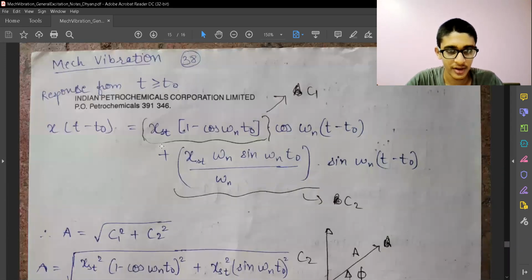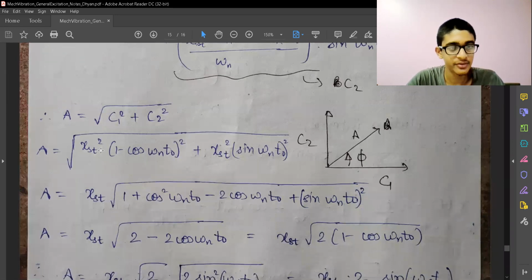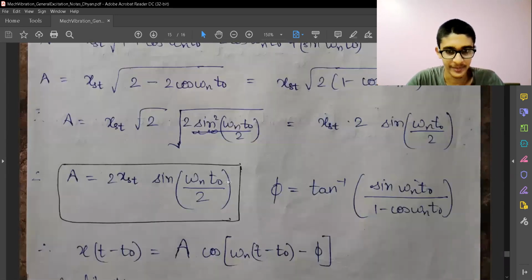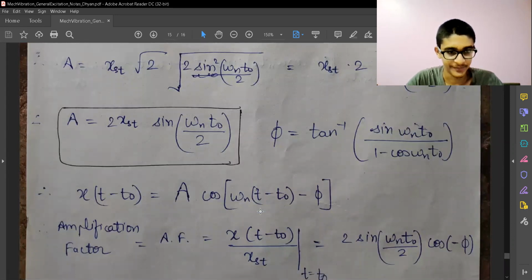So we have converted. We have two types of parameters in this, c1 and c2. We have the two parameters as x steady state and t0. We have converted these to two new parameters defined by us, which are c1 and c2. Then we have converted that c1 and c2 to another two parameters, that are A and phi. So now we have response in terms of A and phi and the function t.